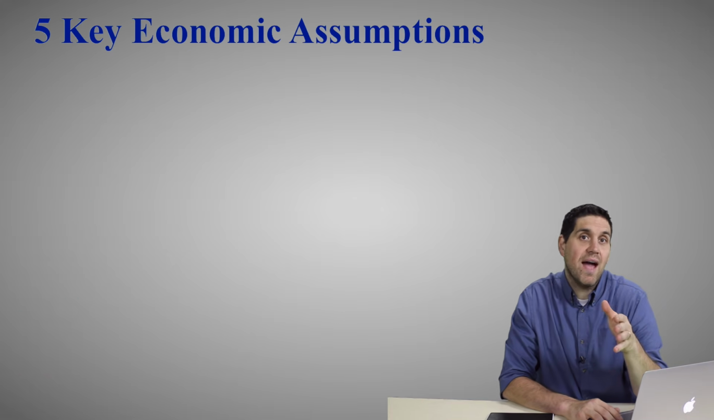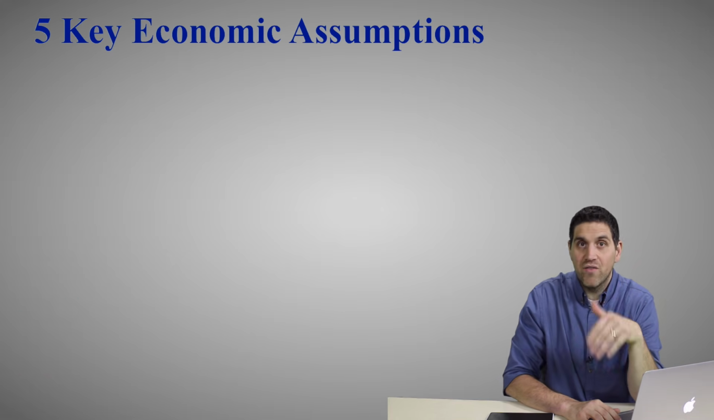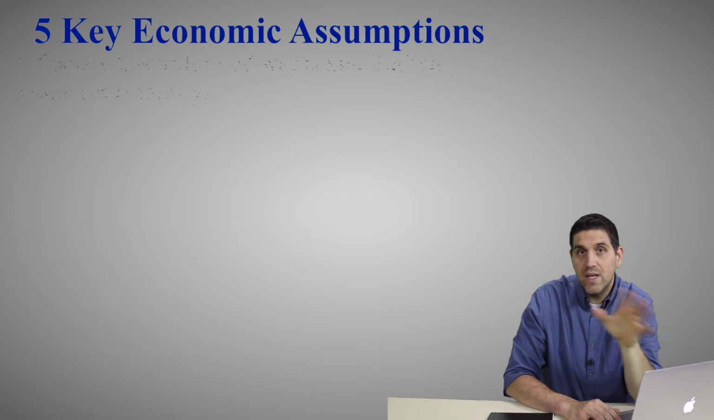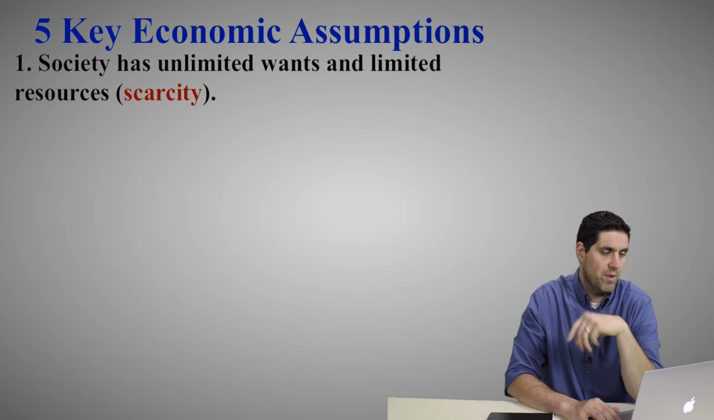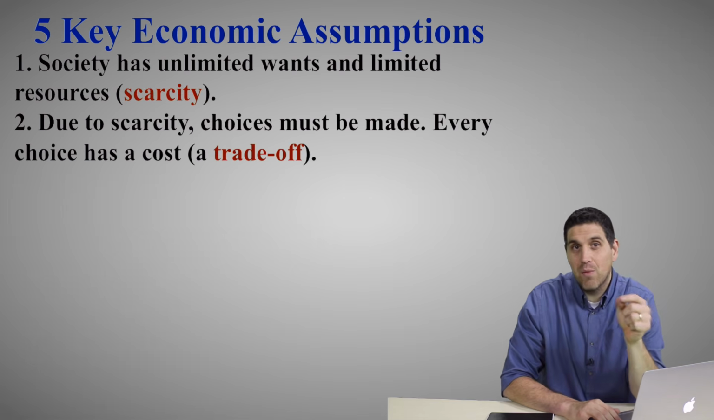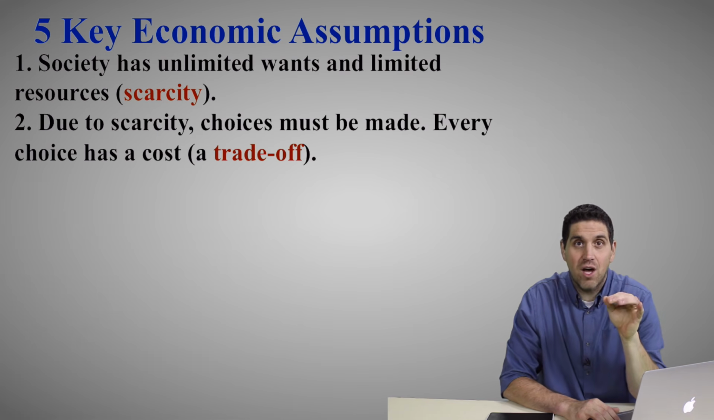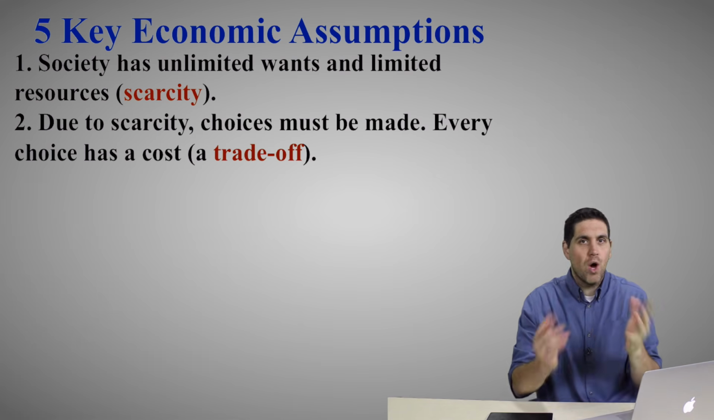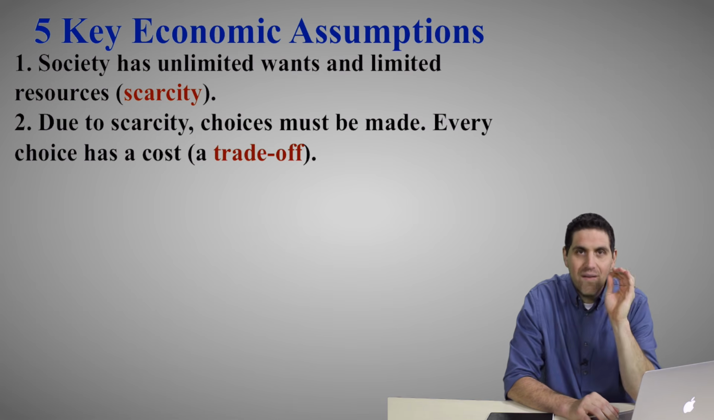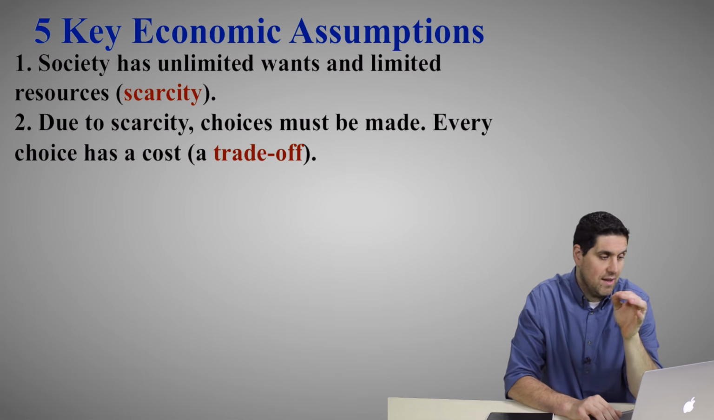Okay, there's 5 key economic assumptions. I'm going to go over each one of them pretty quick. The first one, all resources are scarce. We have unlimited wants and limited resources, and because of that, we're forced to make choices, and everything has a cost. Your teacher probably already told you there's no such thing as a free lunch, right? So everything has a cost, something that you gave up to get it.